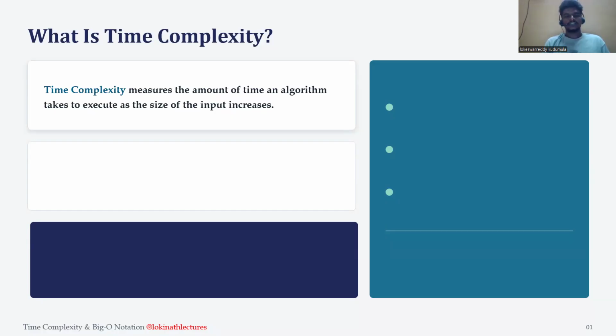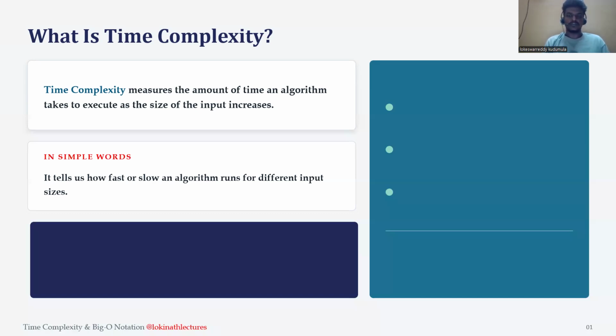So time complexity is nothing but how much time an algorithm takes for different inputs. For example, in simple words, for larger inputs, how much time does an algorithm take to perform that specific program, and when giving a smaller input, how much time does it take to execute the program. So both things we need to identify, for input in a larger manner and in a smaller manner.